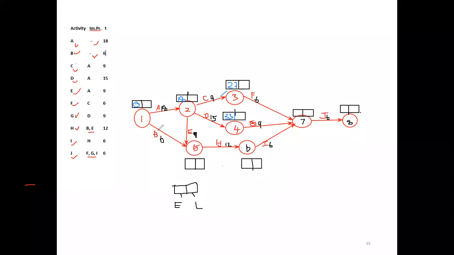So we have to consider the 0, here 0 plus 6, 6. Then here 18 plus 9, 27. So we have to consider the highest one. Even though B activity finished in 6 days, we have to wait till A and E finish. Already A is 18 days and E is 9 days, 18 plus 9, 27. So we have to take the highest one. Then move to the sixth one. Here see the sixth box. Here 27, only one route, one H way. So 27 plus H, 12, so 39.